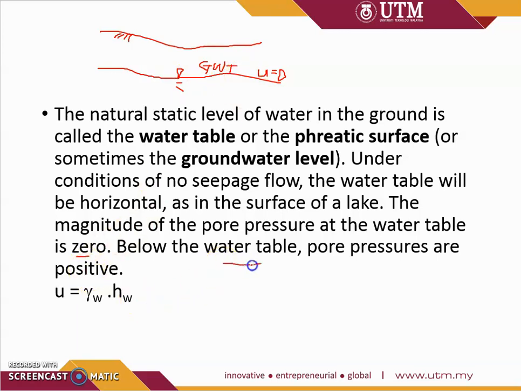Okay, below the water table, with the increase of the height, we have some pressure. So how to calculate the pore pressure is gamma water, 9.81, times the height of water.